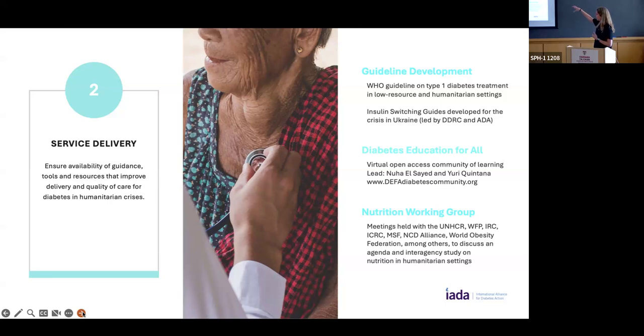An open access educational platform was created by Nuha and Yuri. They're here at Harvard as well. And then we have a nutrition working group, which needs a lot of help. If any of you here are nutrition, we love your help. This is not an easy one, and I don't have time to go into it, but we have a variety of organizations looking at the double burden of malnutrition, and the food packages that are provided are salt, sugar, oil, and some starchy thing, which is suboptimal for people with diabetes.